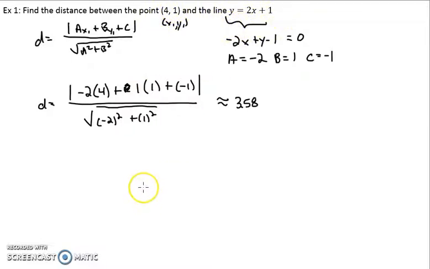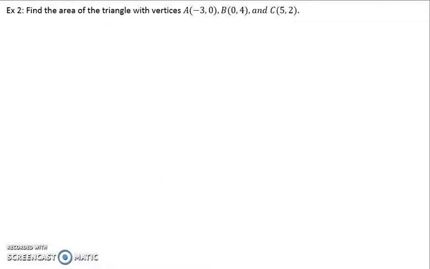Now, one thing that we can use this distance for is to find the area of triangles. So find the area of the triangle with vertices negative 3, 0, 0, 4, and 5, 2. So we know, among other things, that the area of a triangle can be 1/2 base times height. And we know that the base and the height have to be perpendicular. That's how we're going to get the base and the height.